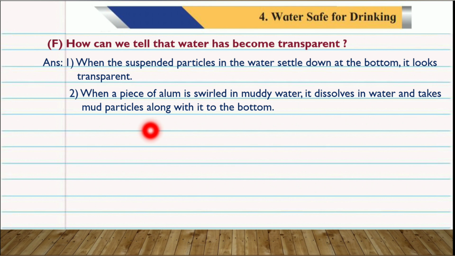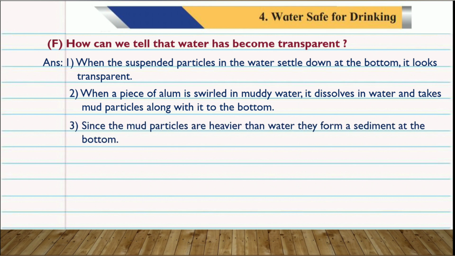Then, since the mud particles are heavier than water, okay, so mud particles or soil are heavier than water, so they form a sediment at the bottom. That's why they form a sediment at the bottom. So such water is said to become transparent. Okay, so like this, students, you can write all the question answers of this lesson.